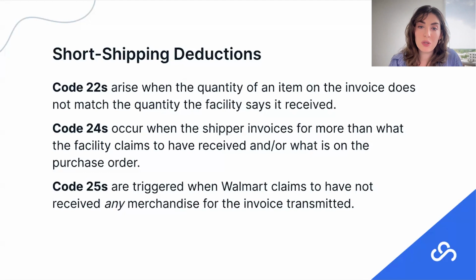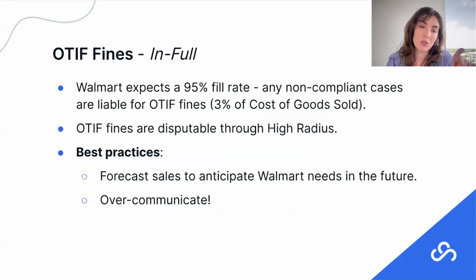But essentially, code 22s are your classic shortage. It's when the quantity of an item on the invoice does not match the quantity that the facility says it received. So it's going to be less than whatever is supposed to be on the PO. Code 24s are an overage, and so those will usually go together. That's when a shipper's invoice has more than what was received on the purchase order. And then code 25s are triggered when Walmart receives nothing. So you can see how code 22s and 24s will play together, or code 24s and 25s will play together.